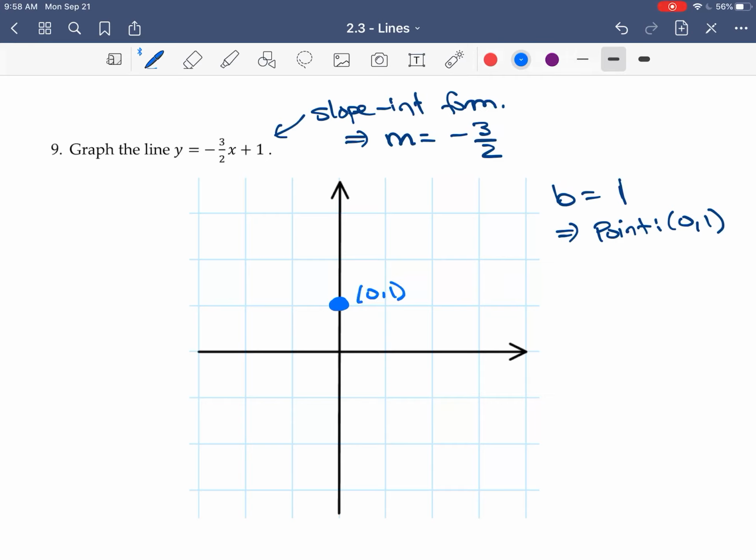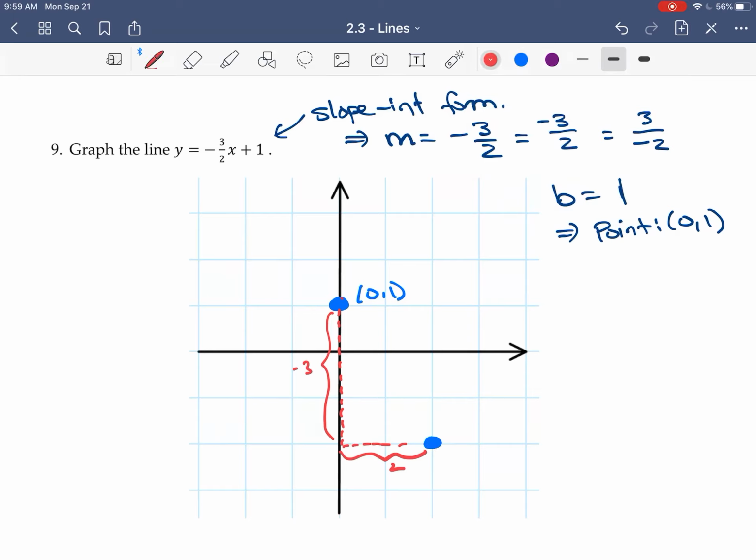That's our y-intercept point. Now, when you're doing the slope, you might want to think about this negative out front. It can go on the top or it can go on the bottom, but it can go in exactly one place. So you could think about it as negative 3 over 2 or 3 over negative 2. A negative on the top means the rise is negative, so we go down 3, and then over 2 to the right. That's going to give us another point.